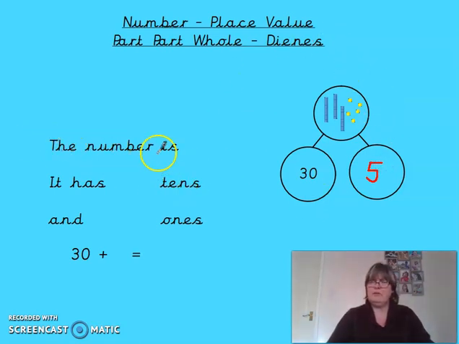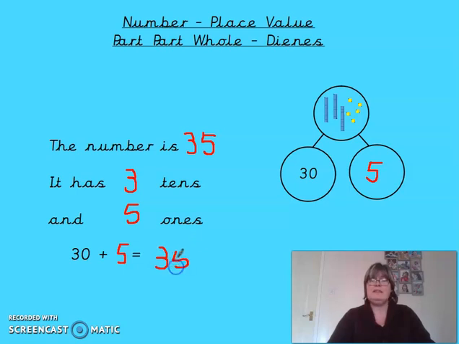Now that we've got our model completed, can we fill in these questions? So the number is, what's the answer? What number have we got? Well, we've got 3 tens and we've got 5 ones. So our answer is 35. How many tens have we got? Have we got 30 tens or 3 tens? We've got 3 tens, haven't we? Because 3 tens make 30. And how many ones have we got? Well, we've already counted that, haven't we? We know it's 5. And then we could fill in our number sentence with 30 add, so 30 add 5 is going to give us the total of 35 because we're going to put them together.